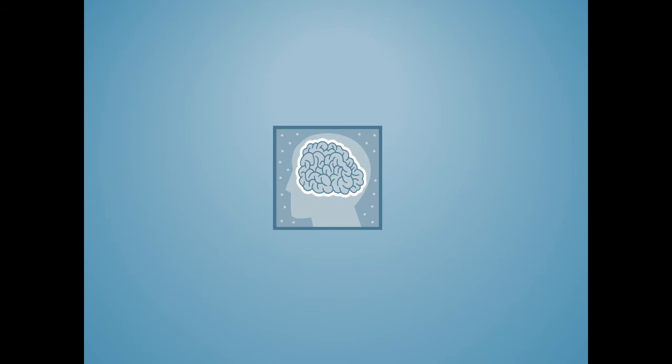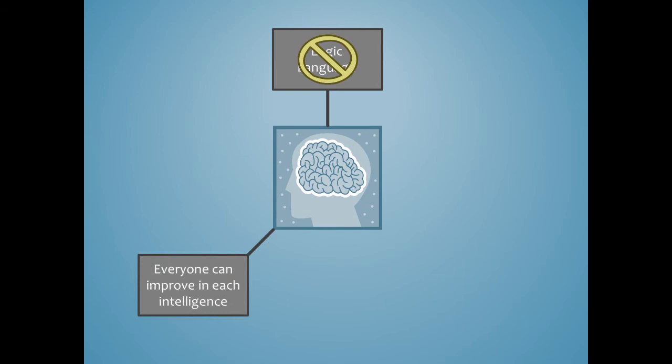MI theory defines intelligence differently than the traditional view of intelligence that focuses on logic and language. MI theory states that everyone can improve in each intelligence, even though some are more predisposed to some intelligences than others, and that intelligence is not a fixed commodity.